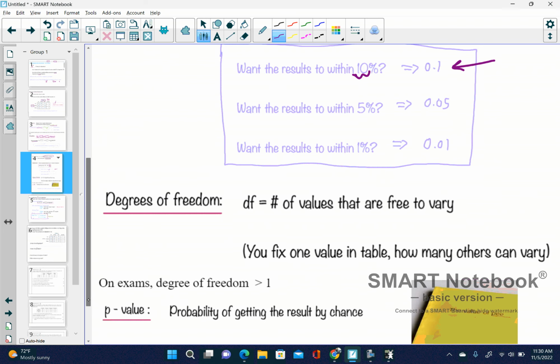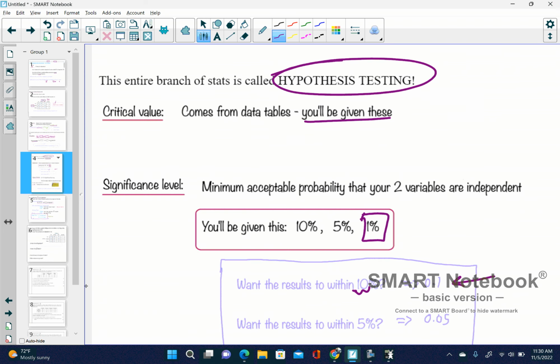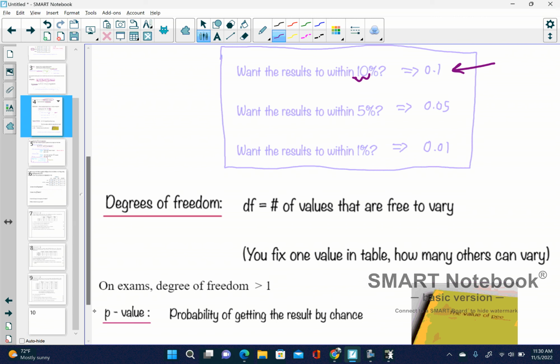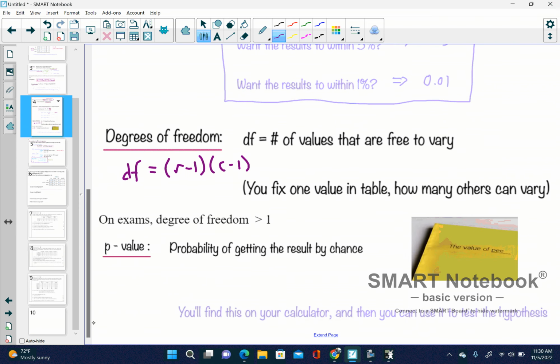Okay. Degrees of freedom. The way that you get that is you do the rows minus 1 times the columns minus 1, and this is a fixed number based off of your table. That is not really going to vary. On the exams for your IB, the degrees of freedom are always going to be more than 1, okay? Whereas in real life, they might not be.